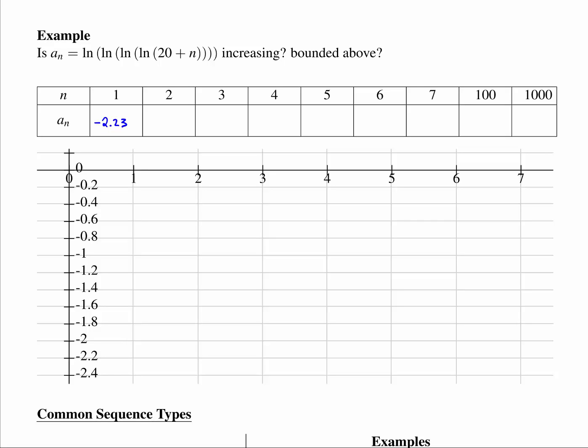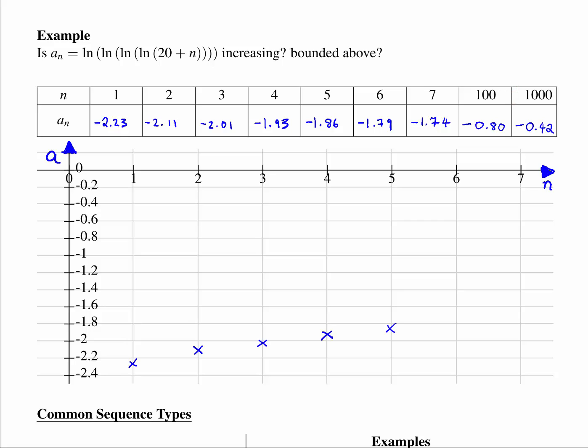And then if we repeated the process with n is 2, so we started with 22 and then took those iterated logarithms, we'd come up with a number of minus 2.11, and then minus 2.01, then minus 1.93, then minus 1.86, then minus 1.79, then minus 1.74. So here what we've done is we've just jumped from 7 all the way to 100, because what we really want to do is have a feeling whether this is bounded above or not. So for 100 it's minus 0.8, and then indeed for 1000 it's minus 0.42.